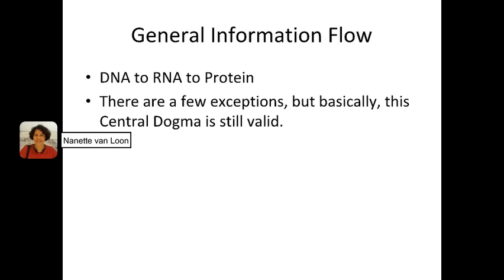The general flow of information in a cell then goes from DNA to RNA to protein. This concept is so universal that it has become known as the central dogma. There are a few exceptions to it, but you could look at it as a rule that is valid in almost every situation.